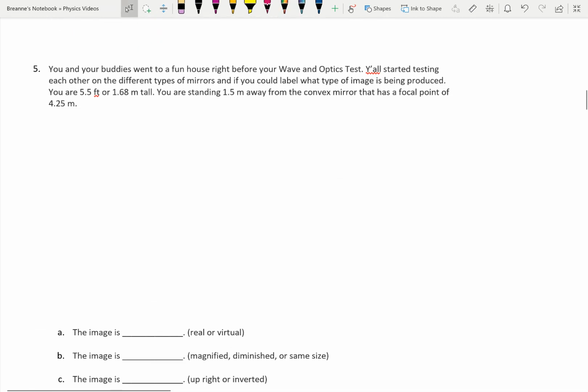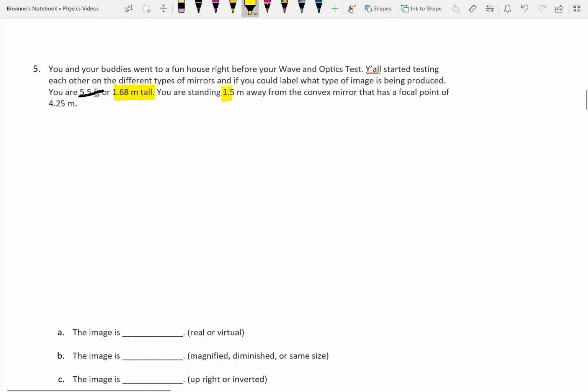Okay, so you and your buddies went to a fun house right before your wave and optics test. You all start testing each other on the different types of mirrors and if you could label what type of image is being produced. You are 5.5 feet, or because you keep your handy dandy meter stick, or you can convert in your head, you realize that you're 1.68 meters tall, because we don't like those English units. So this is extra information. I don't need that. This is good information.